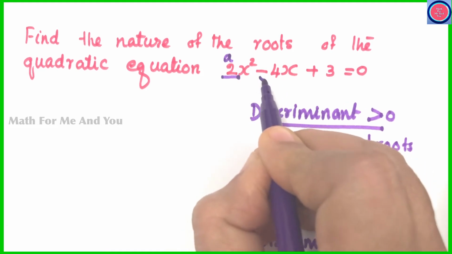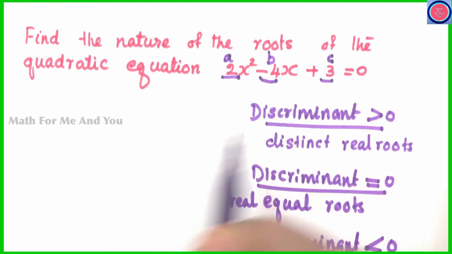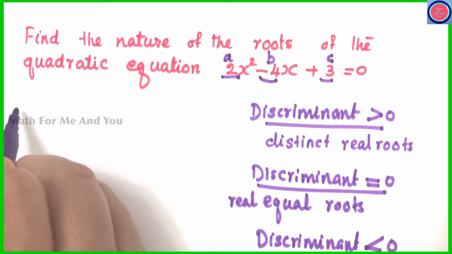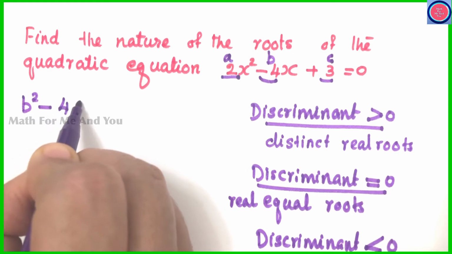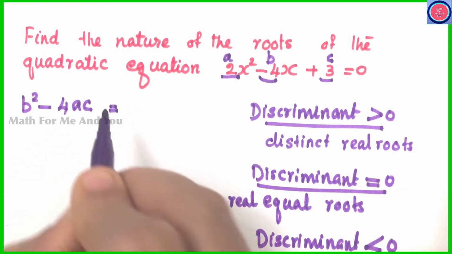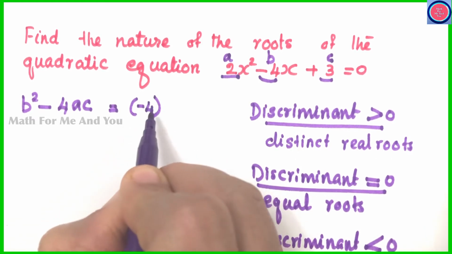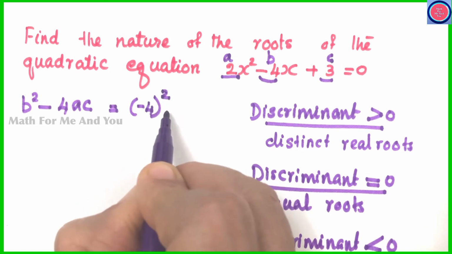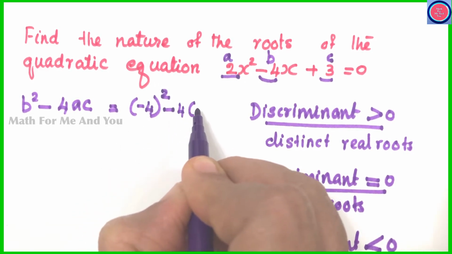What is a? a equals the coefficient of x square, that is 2. b is minus 4, the coefficient of x, and c is 3. We have a, b, c ready. Now we can write b square minus 4ac. What is the answer we get? b is minus 4, that means b square becomes minus 4 square. Minus 4ac, 4 times 2 times 3.